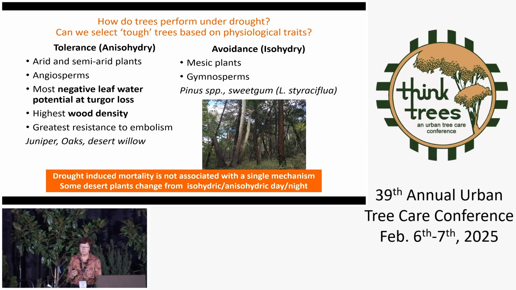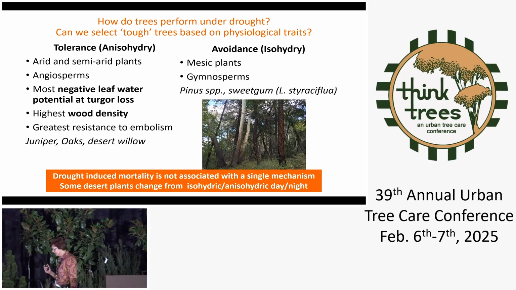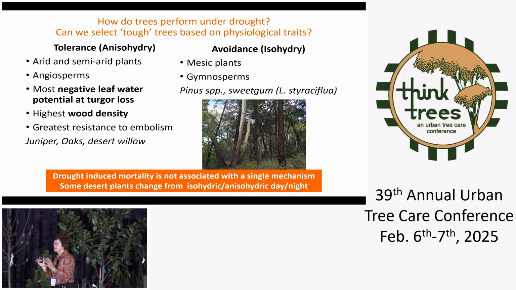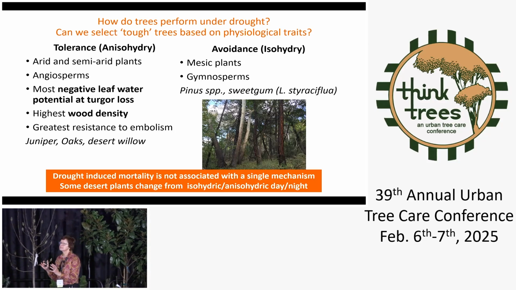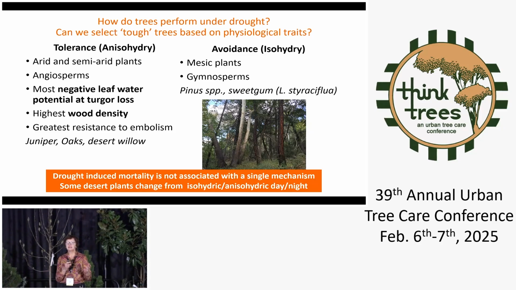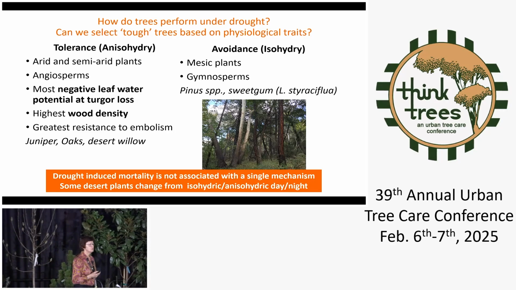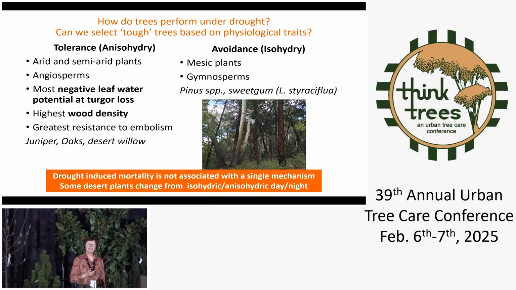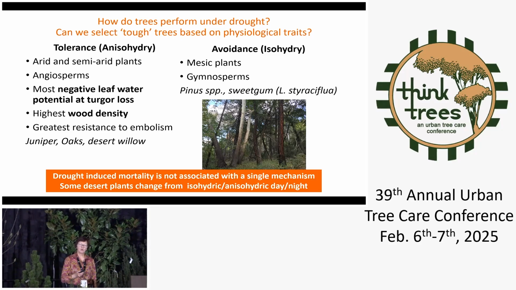The drought mortality is usually not associated with a single mechanism. Also, what people are finding is that plants may have primarily one mechanism that they rely on, but then under certain circumstances, they may switch back and forth and try to be avoiders and tolerant of drought. So the answer here is no. We don't really know exactly what to select for.